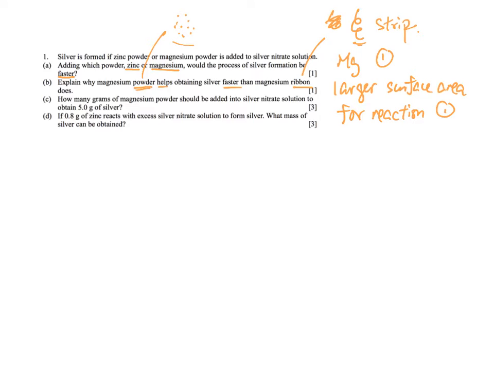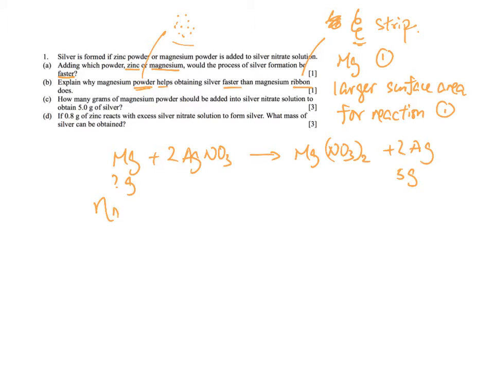Oh, and then next question C. How many grams of magnesium powder should be added to silver nitrate in order to obtain 5 grams of silver? So you have magnesium adding into silver nitrate, and then they will give magnesium nitrate and silver. So for this one, write down the full equation first, and then you can put 5 grams of silver, and you're looking for how many grams of powder.